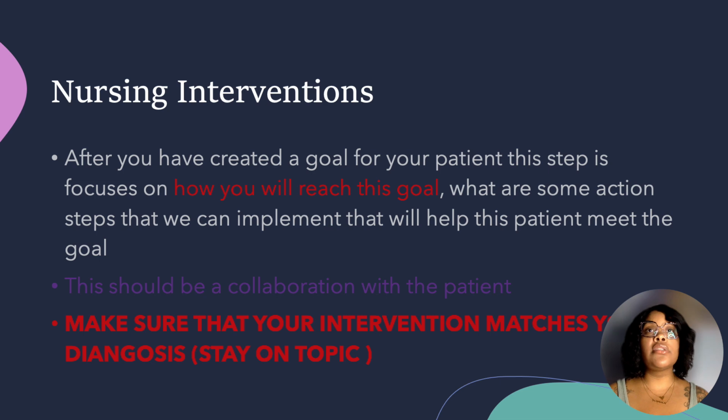So remember, stay on topic. If our goal is related to aspiration, we do not need an intervention that patient will use call light to go to the restroom. That has nothing to do with impaired swallowing. So you want to make sure that you stay on topic. And with your nursing interventions, you want to be detailed, because a care plan should be where you literally get off your shift, you pass that care plan on, and that nurse is able to pick up where you left off at. So you want to make sure that it's detailed. All right.